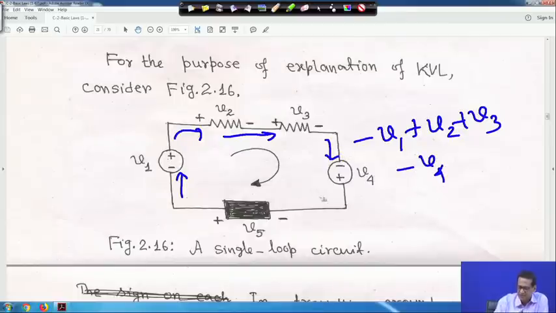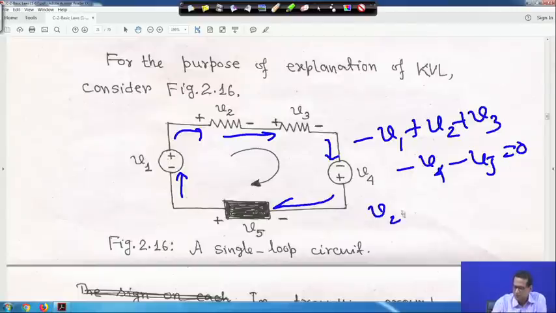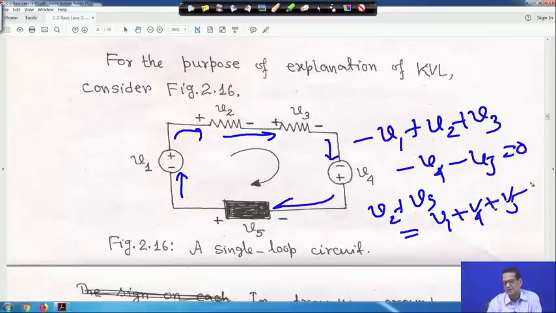And then coming here clockwise, it is minus V5 equal to 0. So, minus V1 plus V2 plus V3 minus V4 minus V5 is equal to 0. Otherwise, V2 plus V3 is equal to V1 plus V4 plus V5.